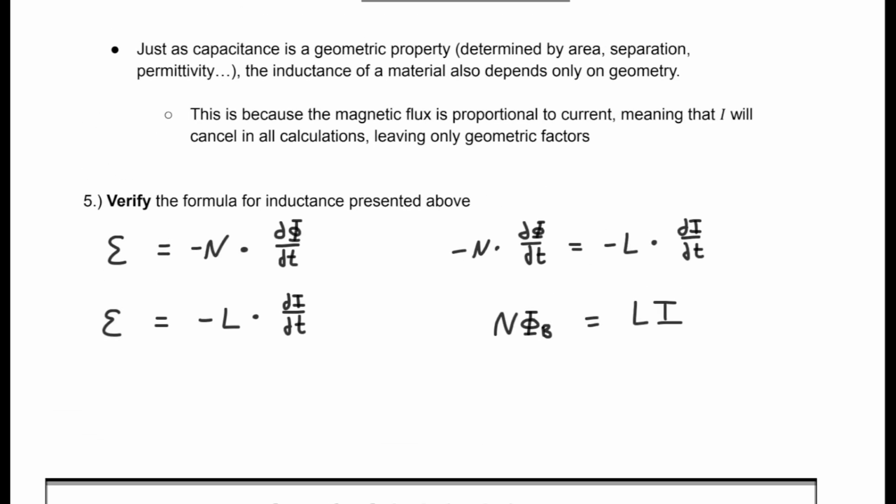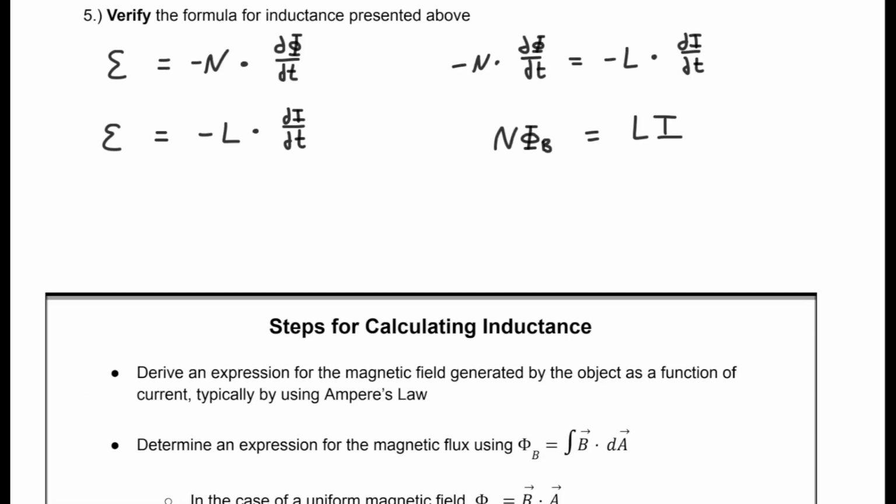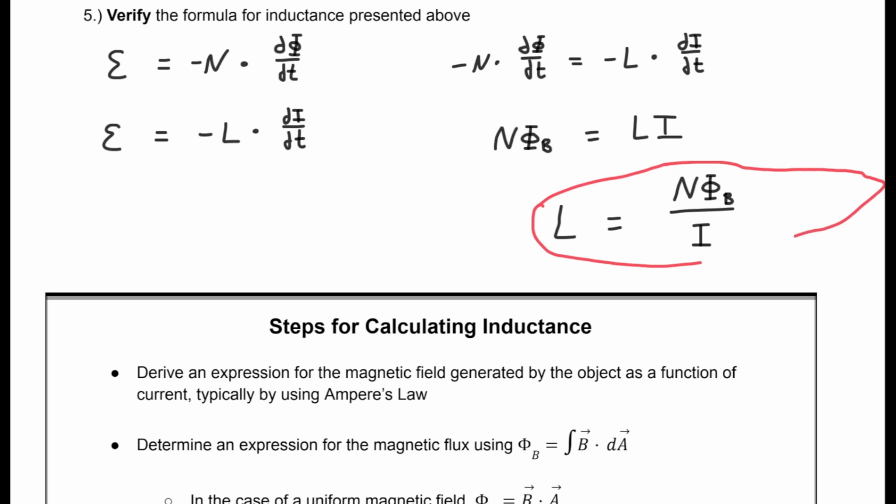So we get N phi equals L I. We just divide both sides by the current, and we get that inductance can be computed by finding the total flux through a set of coils and dividing by the current, because flux will have this linear current dependence, which is going to allow us to ensure it's independent of current.